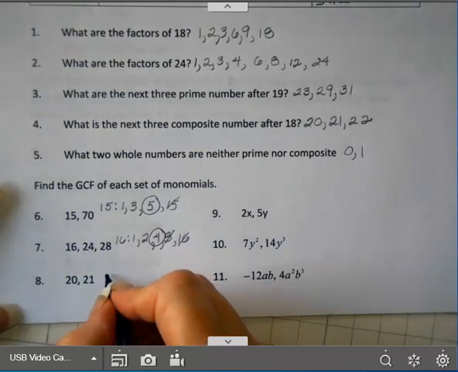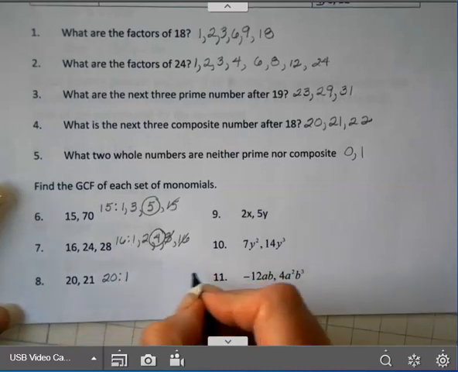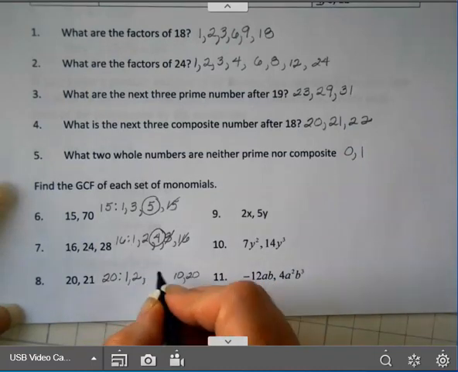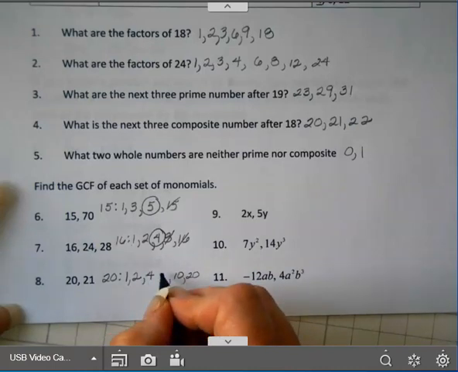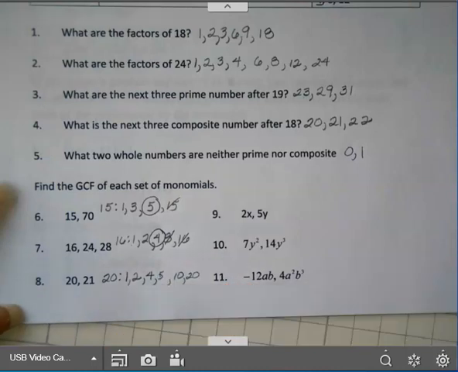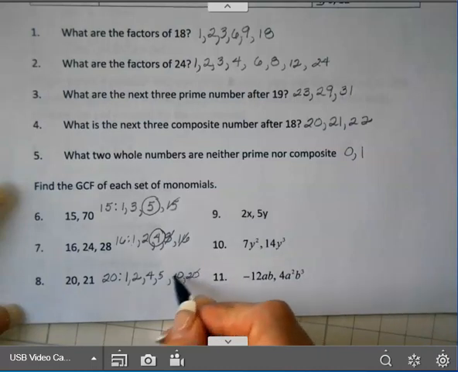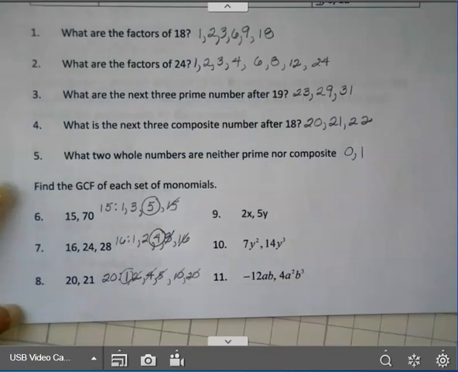On the next one, you can list the factors of 20. So I have 1 and 20, 2 and 10, 3 doesn't go into it, 4 does, so I have 4 and 5. And there's no number between 4 and 5, so I've got them all listed. And then if you check which ones go into 21, that doesn't go into 21, that doesn't, that doesn't, that doesn't, that doesn't. The only one they have in common is 1.